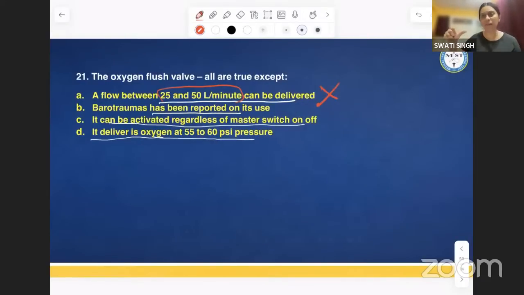And if we press it, what happens when you press the washroom flush? If it does not come back to its original position, what happens? The water goes on coming. The same thing can happen with this flush also. This is also a flush. If it is stuck, it will go on giving oxygen at a very high flow and at a high pressure. Barotrauma can happen. So barotrauma has been reported. So this is a wrong option. So what is not true? First one is not true. Okay. So this is the answer.